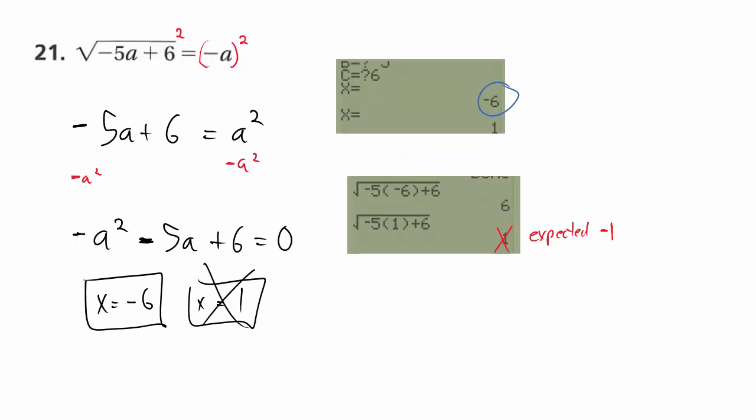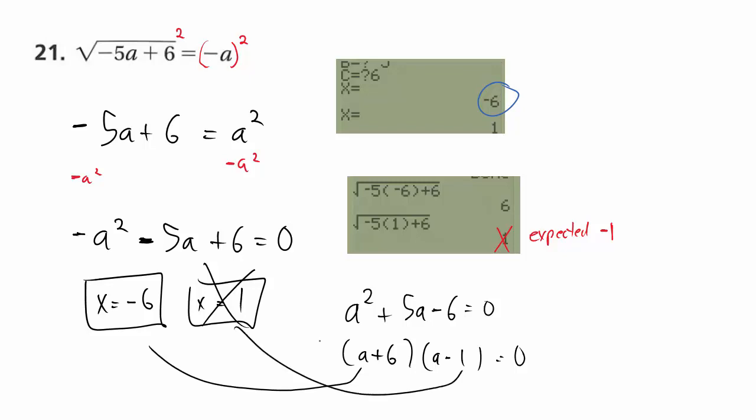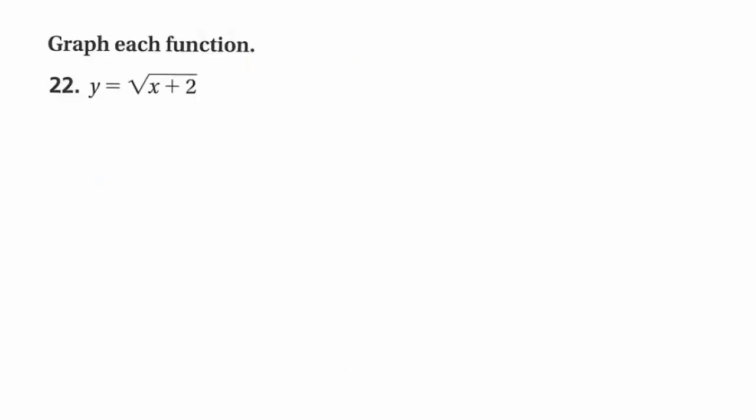You could also solve this by factoring if you want, but I don't like factoring with a negative leading coefficient. So you just divide or multiply both sides of the equation by negative 1, and that takes care of that. You solve by factoring, but you end up having to check the answers the same either way. That's why I just prefer using the quadratic formula.